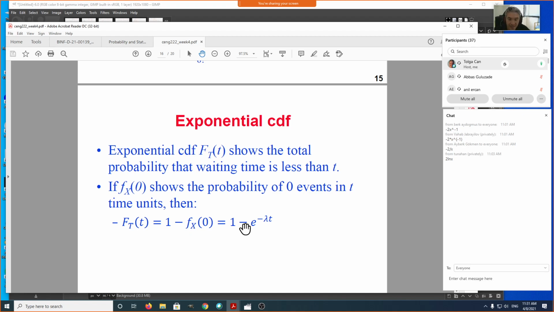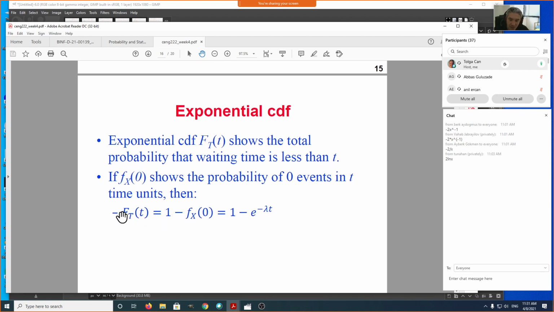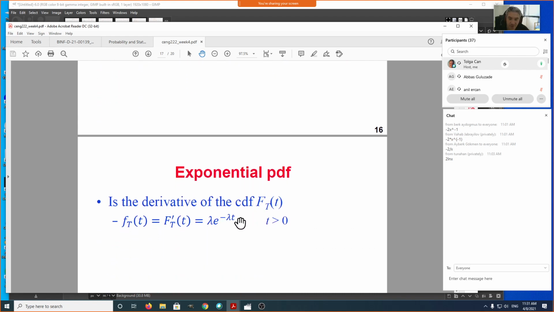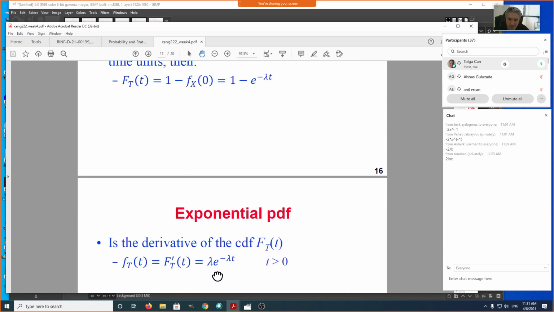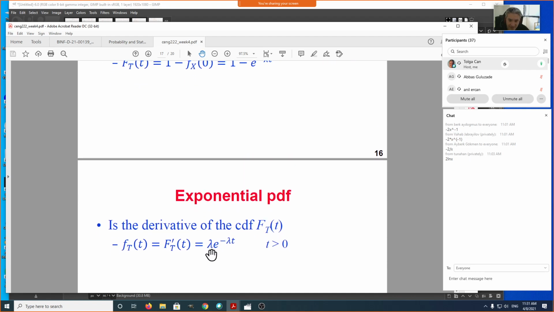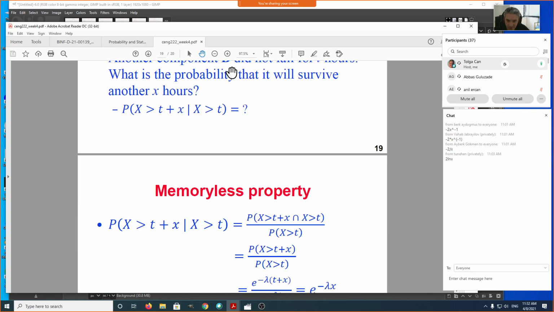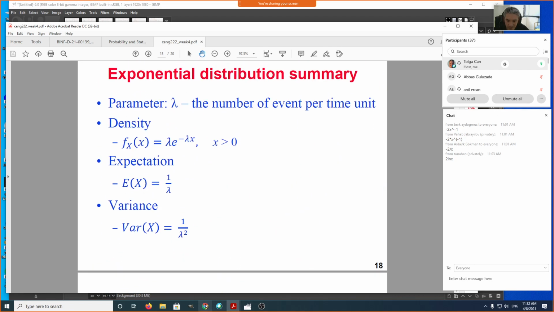And by using that, 1 minus e to the minus lambda t becomes the cumulative distribution function for the exponential. If you take the derivative of this, you get the PDF, which is simpler and just similar to the CDF. As you can see, lambda is now at the front. Lambda times e to the minus lambda t becomes our PDF function. We can take a look at its shape like this.